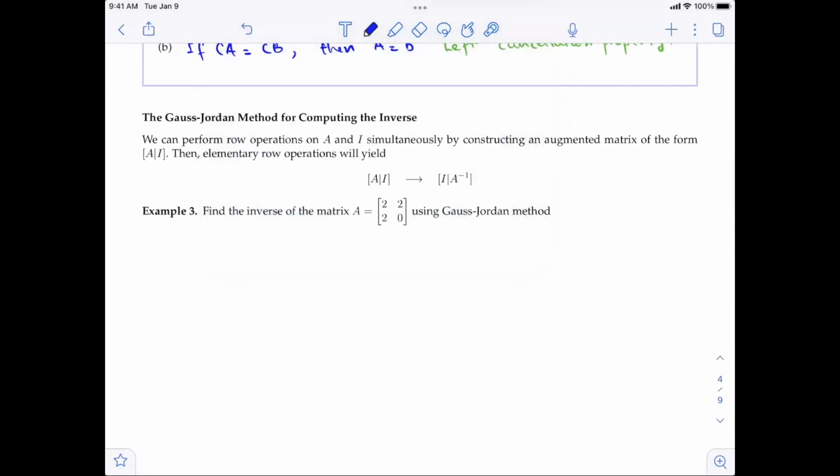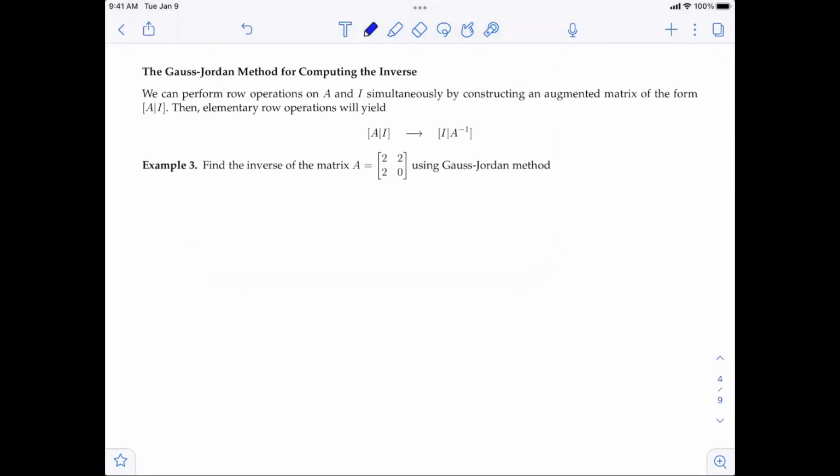Okay, so let's do a quick example here to obtain the inverse of the matrix [2, 2; 2, 0]. All right, so first I'm going to form the augmented matrix with 2, 2, 2, 0, and then on the right-hand side of the vertical line is the identity matrix 1, 0, 0, 1. All right, so we're going to find the reduced row echelon form of this augmented matrix.